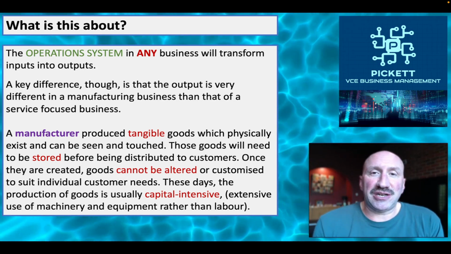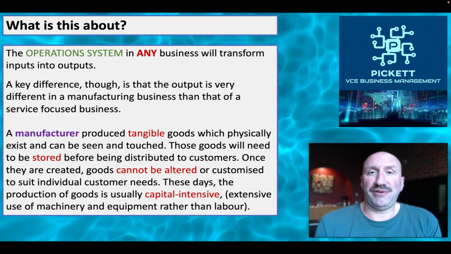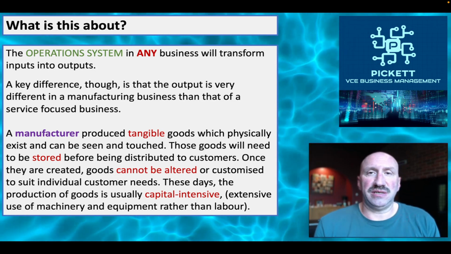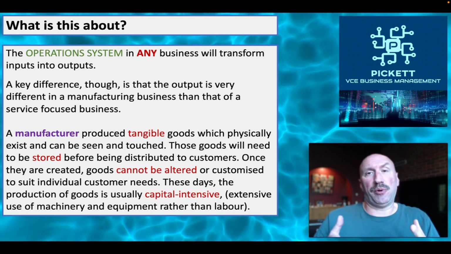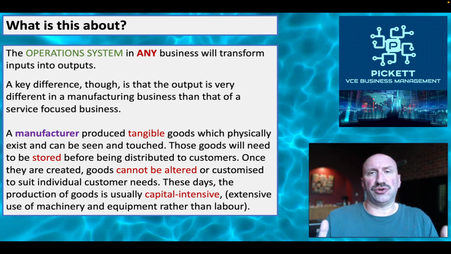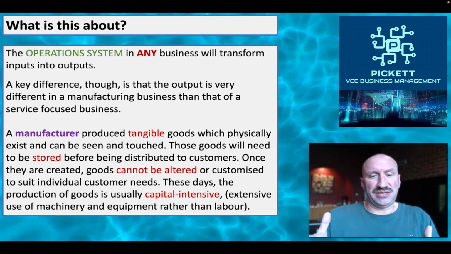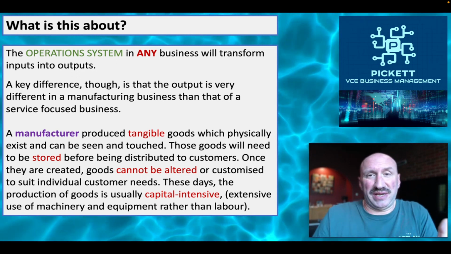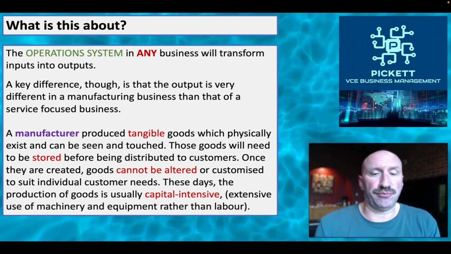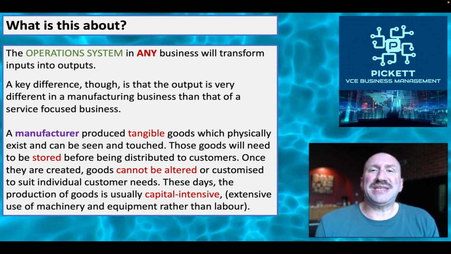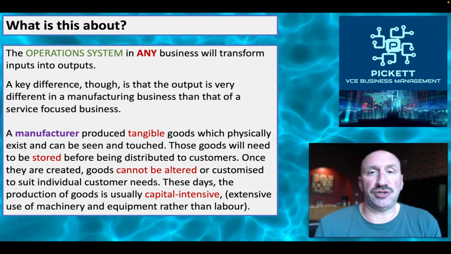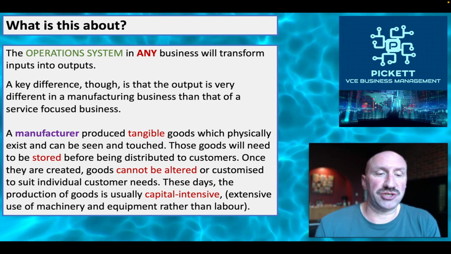Now, if you're manufacturing goods, they need to be stored before being distributed to customers. And once they're created, it can't be altered. I mean, I guess to a point, maybe post-creation it could be, but largely speaking, once a good is manufactured, it is what it is. You're not going to change it. If you're going to do any changes, that would happen during the production process. So basically, once it's produced, it's generally not customized to suit individual customer needs. That would happen during production.